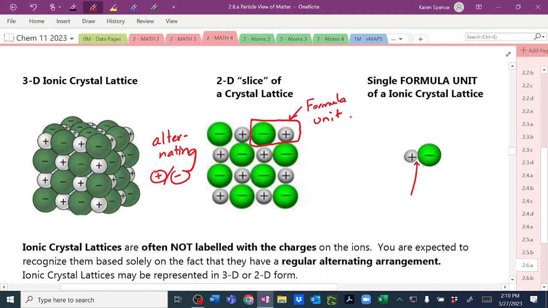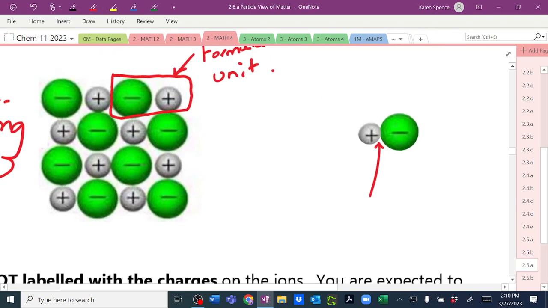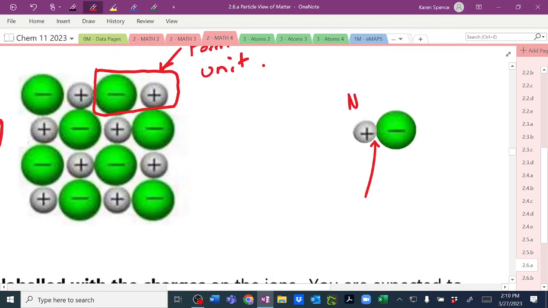What kind of force do we have in between the sodium ion and the chloride ion? What's going on here? In between the sodium ion and the chloride ion. That is an ionic bond, yes.